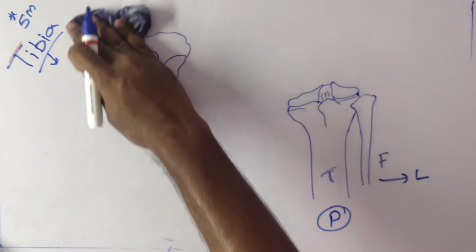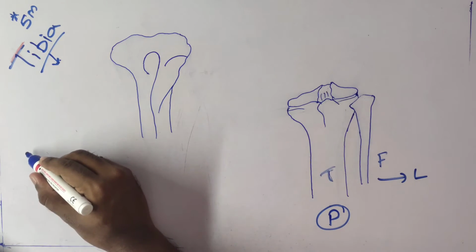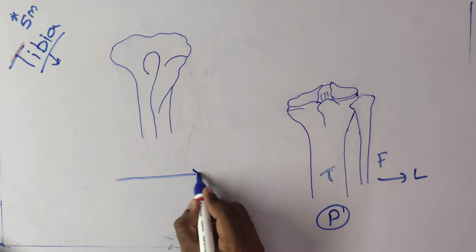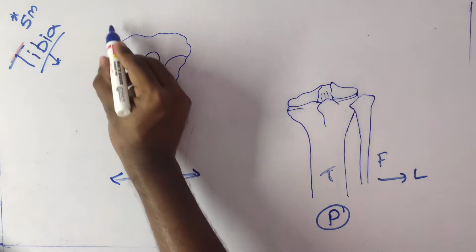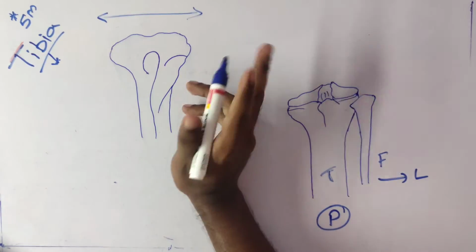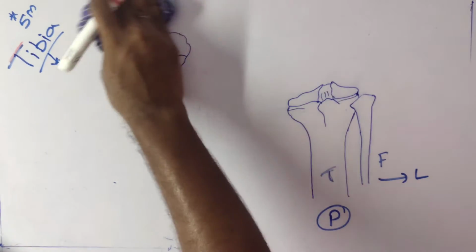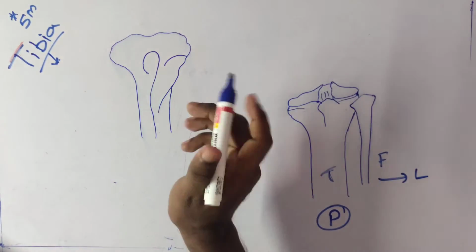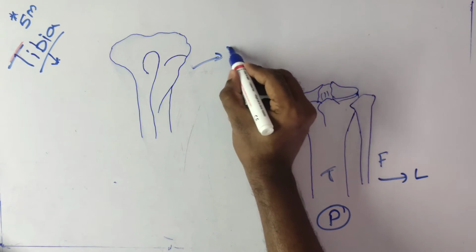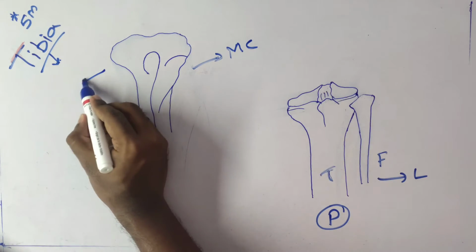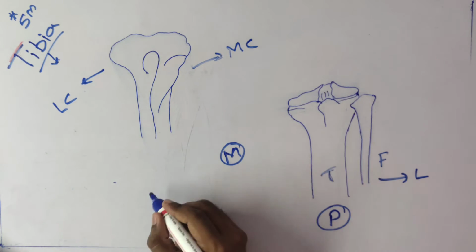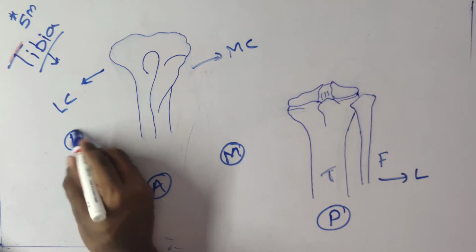And coming to the upper end, the main point. See, this upper end is expanded from side to side. Side to side means from here to here. So the upper end expands side to side to form two large condyles. The two large condyles are this medial condyle and this lateral condyle. This is the medial side of the bone, this is the anterior surface, this is the lateral side of the bone.